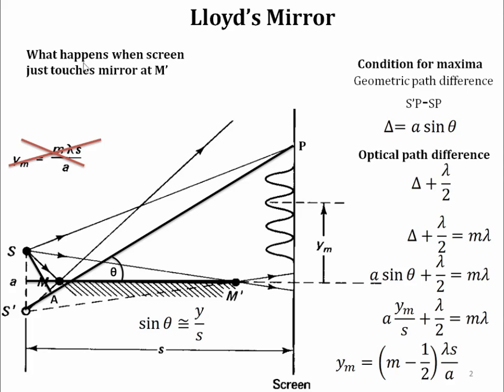What happens when the screen just touches the mirror? Suppose we bring this screen close to this point, say m dash. What do you think you will, or you should, observe at the point which is just close to this point, means at the middle of the screen? What will you obtain? Will that be maxima or minima? Pause this video, try to think, and then come up with your answer.